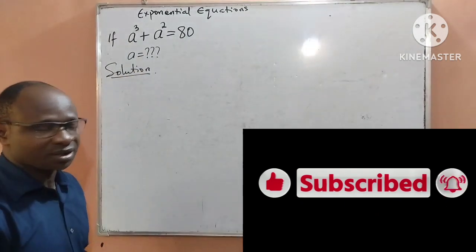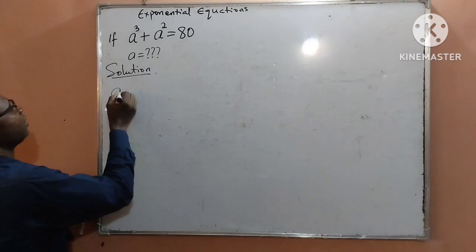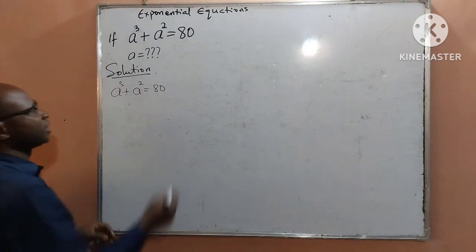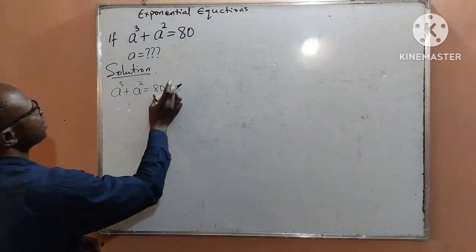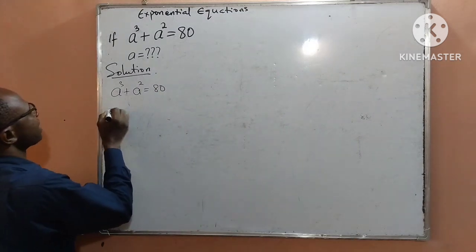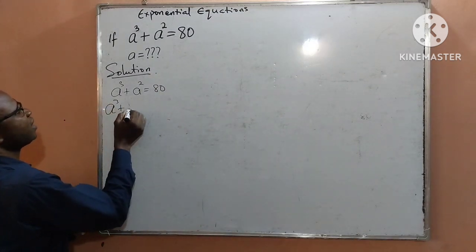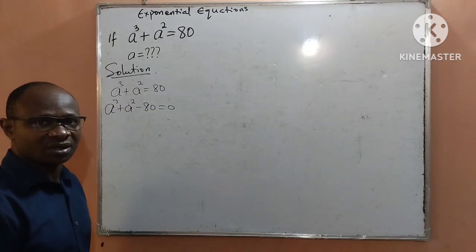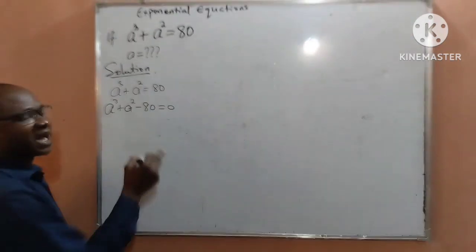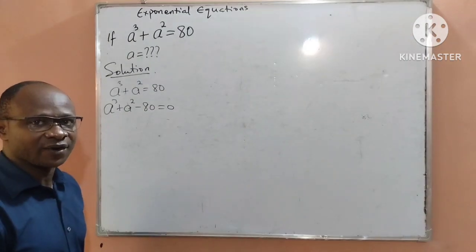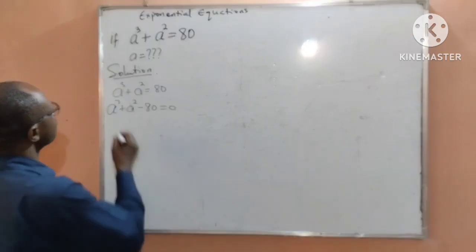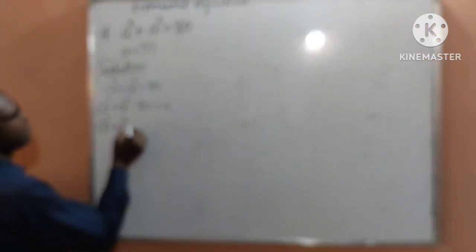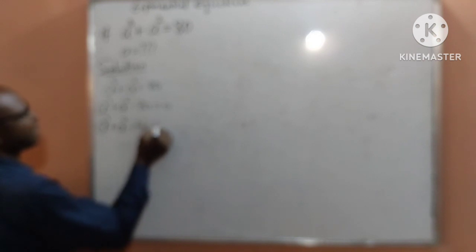Now, the given question is a raised to 3 plus a raised to 2 equal to 80. I want to move 80 from the right to the left so that I can get a raised to the power 3 plus a raised to the power 2 minus 80 equal to 0. This minus 80, I can express it as minus 64 minus 16.